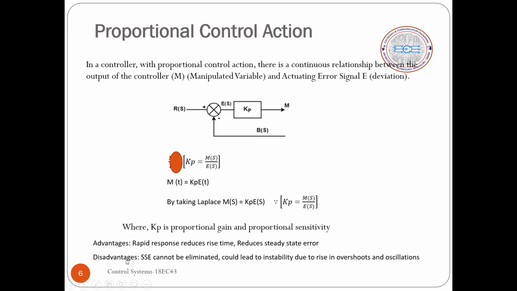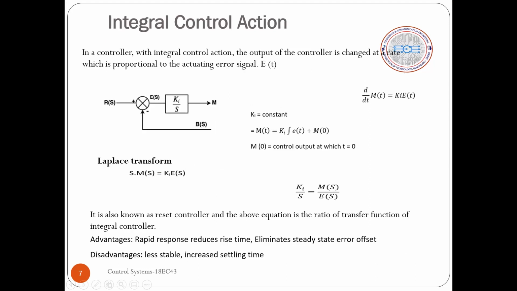As a disadvantage, the steady state error is not eliminated, which we actually wanted to eliminate. And it leads to instability due to the rise in overshoot and oscillations. You will see that the overshoots and oscillations, which are the cause of the instability, we are not controlling in this proportional controller. So that's what we call a disadvantage of this controller.